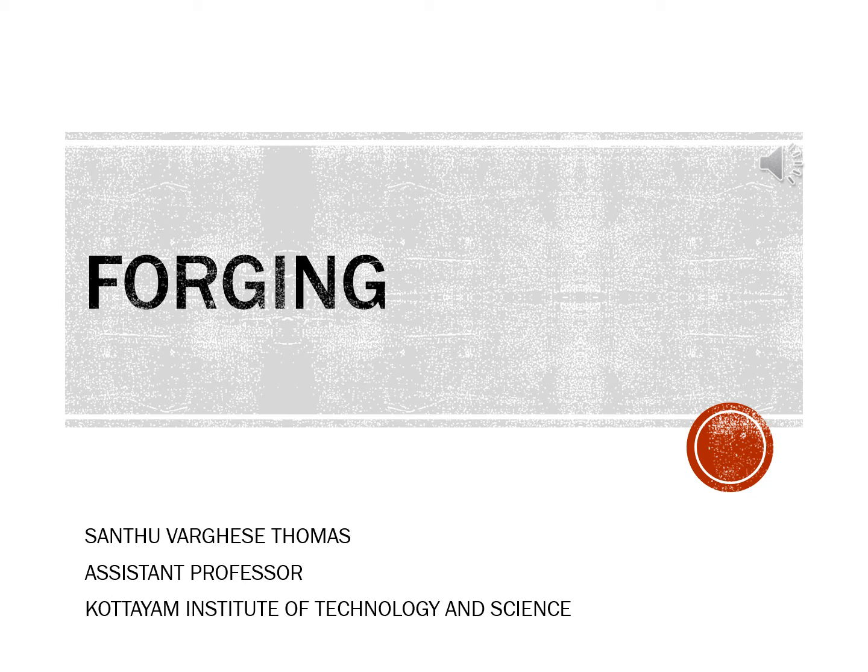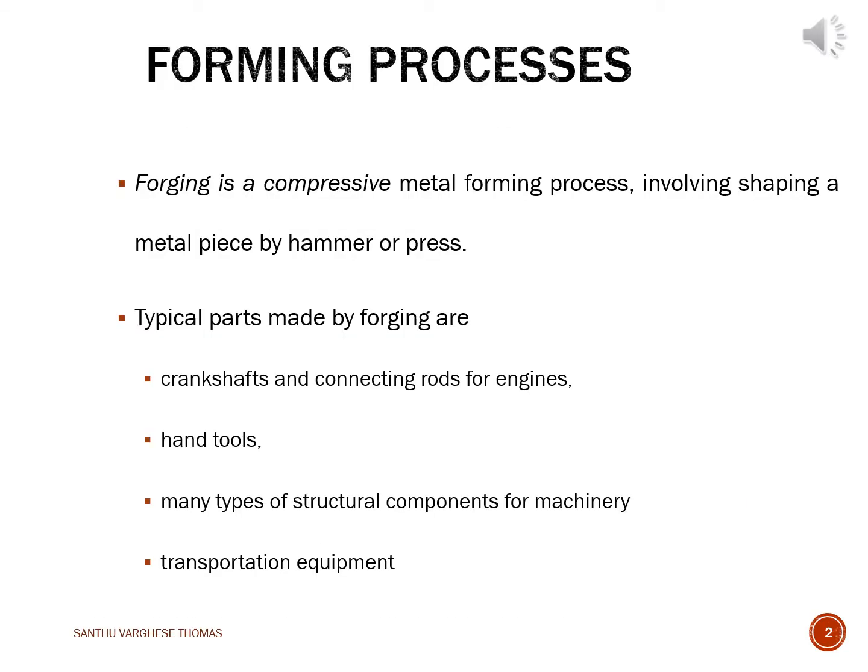Good morning dear students. Today let's study about forging process. Forging process is primarily a metal forming process. By using hammers or presses and applying compressive loads on the materials, a shape change process occurs. Such process is known as forging process.